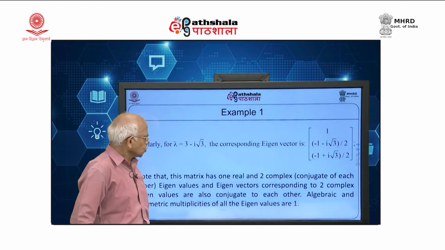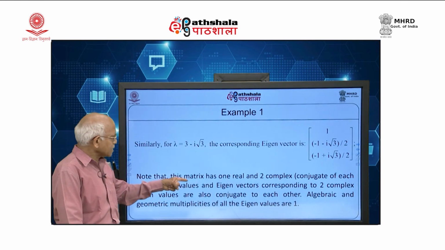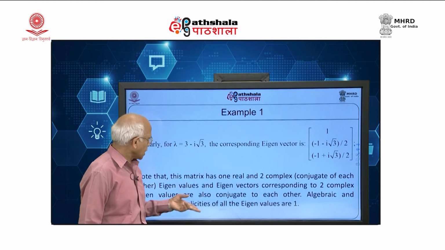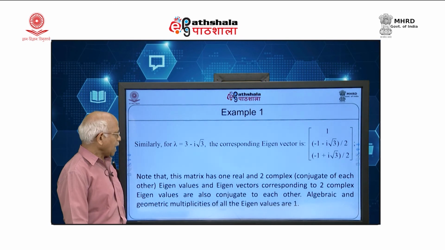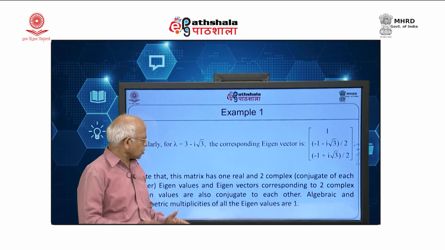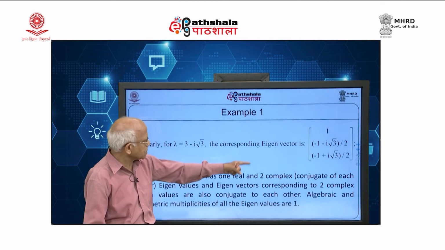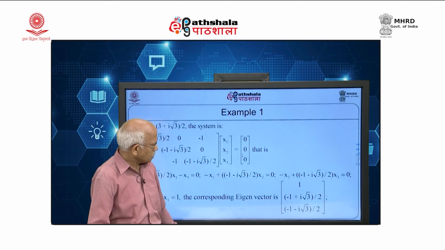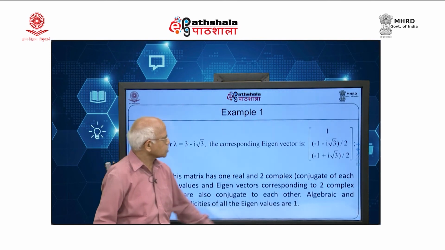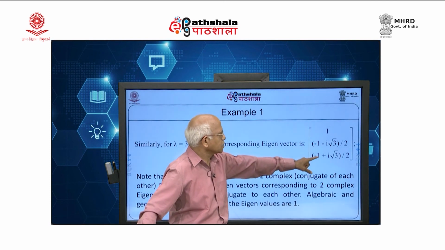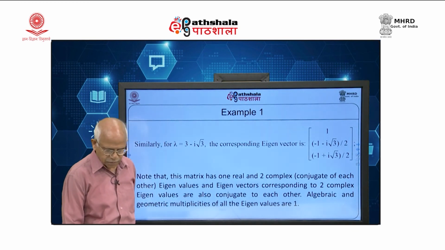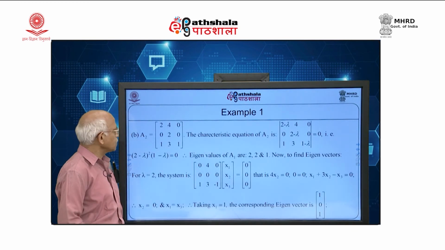Note that this matrix has one real and two complex conjugate eigenvalues, and the eigenvectors corresponding to the two complex eigenvalues are also conjugates of each other, because this vector is the conjugate of this. Here there is a minus sign, here there is a plus sign, whereas here we have got a minus sign here and plus sign here. One is real, so the conjugate of one is 1 itself. So, therefore, this is a conjugate of this. These facts we can verify here.